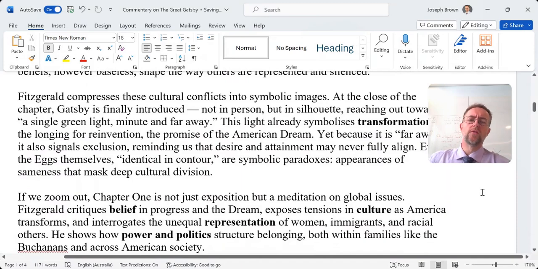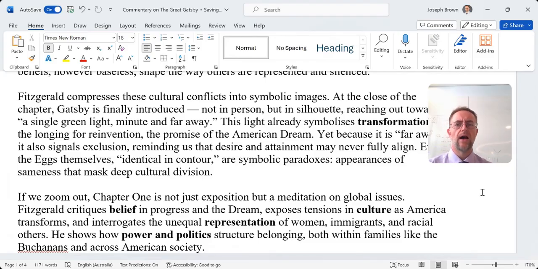Fitzgerald compresses these cultural conflicts into symbolic images, and we talked about modernism in class and how these symbols are very powerful, and there's just so much symbolism on every page. At the close of the chapter, Gatsby is finally introduced, not in person, but in silhouette, reaching out towards a single green light, minute and far away, and very ambiguous symbolism. But that's key for the modernists. This light already symbolizes transformation, the longing for reinvention. We're going to find out as we read on. The promise of the American dream.